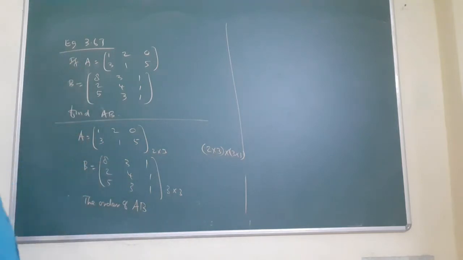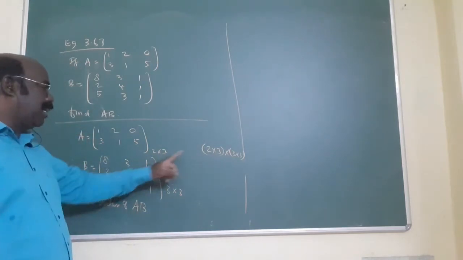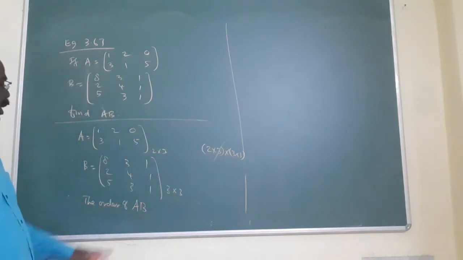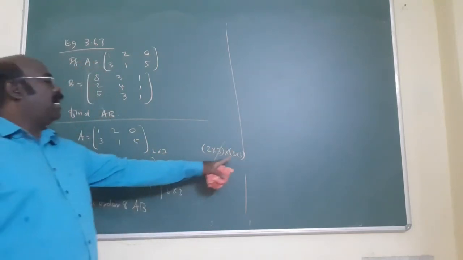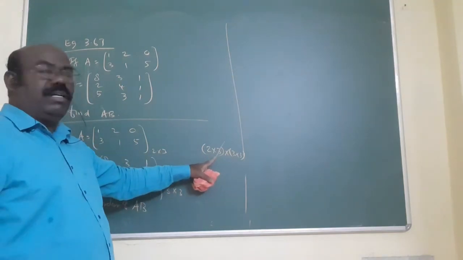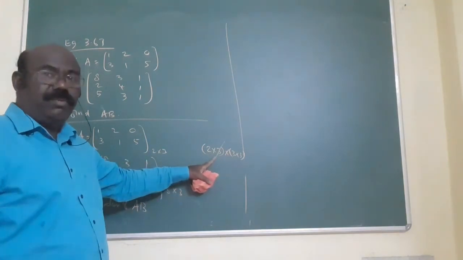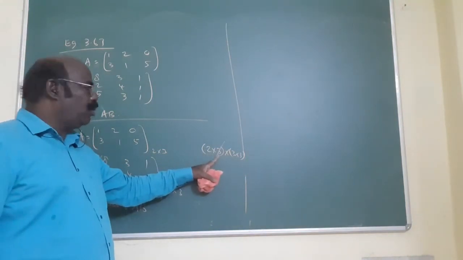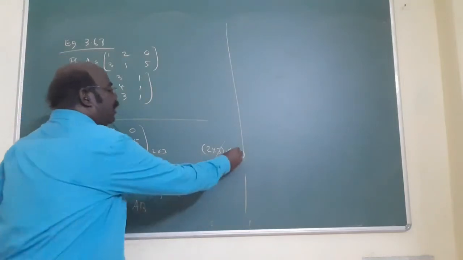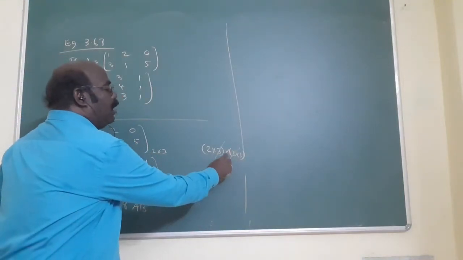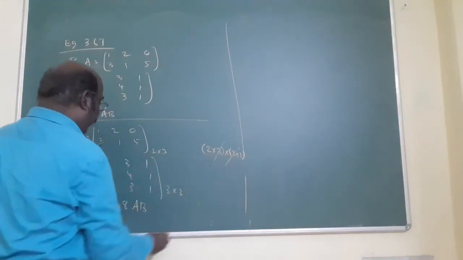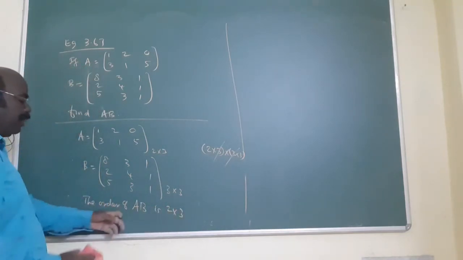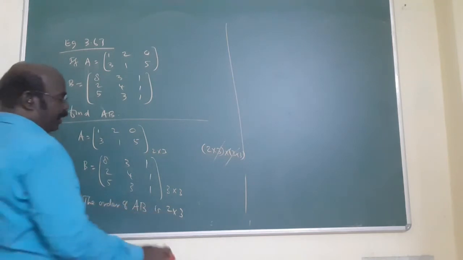Now, what did I tell you? In the first one, A, consider the column. Column is what? It is 3. Then in the second one, B, consider the row. The product of two matrices is possible when the column of the first matrix is equal to the row of the second matrix. 3 equals 3. 3 cancels. We get the answer 2 cross 3. The order of A is 2 cross 3. If you multiply A with B, we get a matrix of order 2 cross 3.